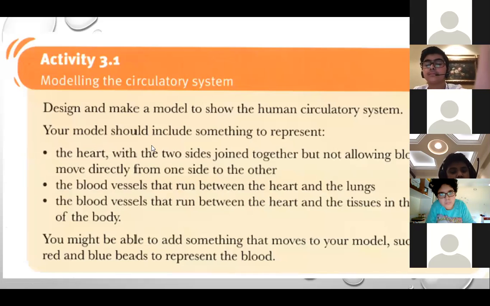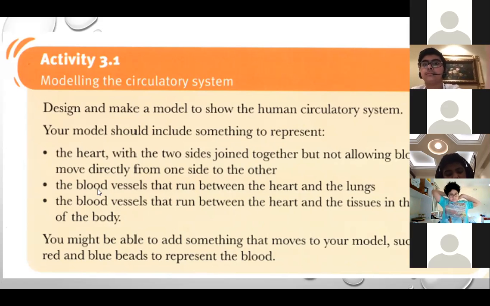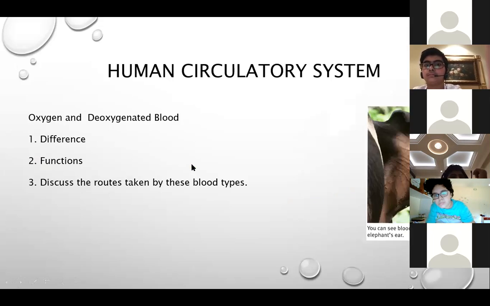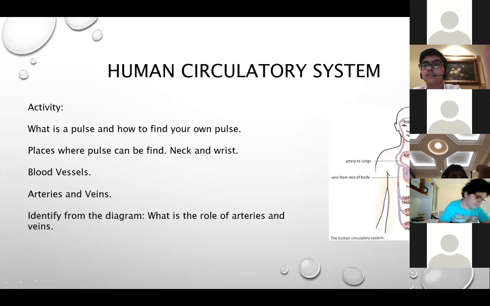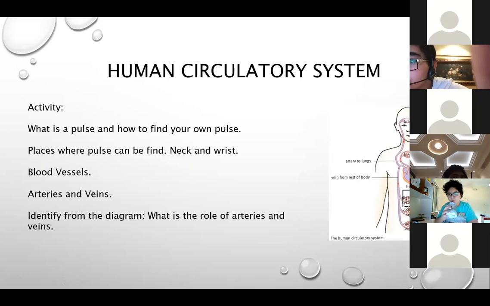You just have to show the heart with the two sides joined together, but not allowing the blood to get mixed from one side to the other. And the blood vessels that run between the heart and the lungs. This is what we have seen in the previous diagram. And the blood vessels that run between the heart and the tissues. Look at this. Let me show you. Over here, this one shows you the tissues. These are your tissues. This is where the exchange takes place.